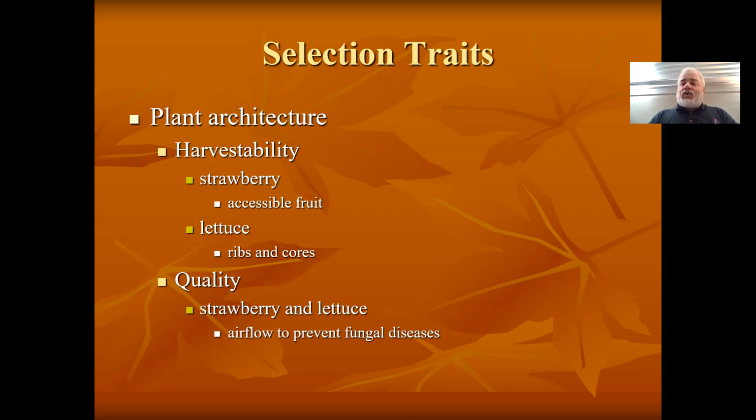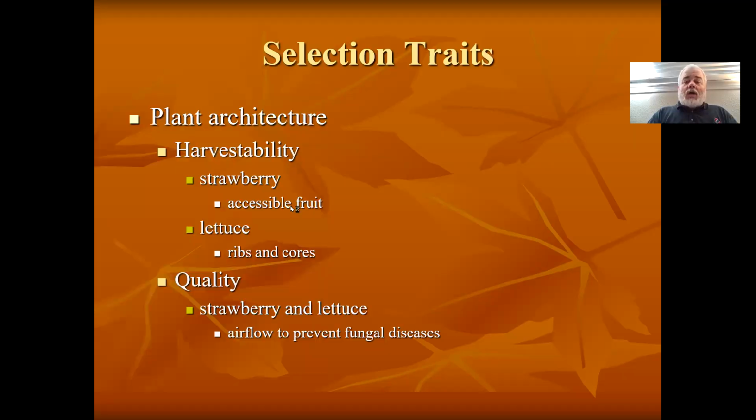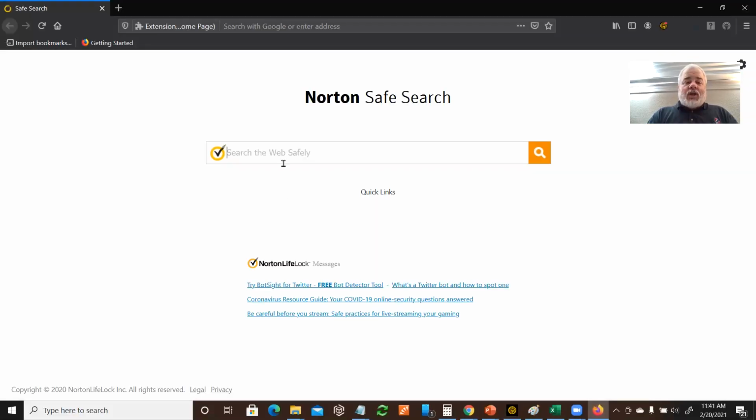Lettuce, the architecture of lettuce, a crisp head iceberg lettuce anyway, is supposed to be round and smooth. And if you have what are called ribs on the bottom, that can be a serious problem. And so ribs on the bottom can present some serious challenges for damage when you harvest it.